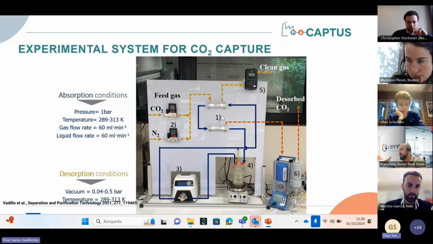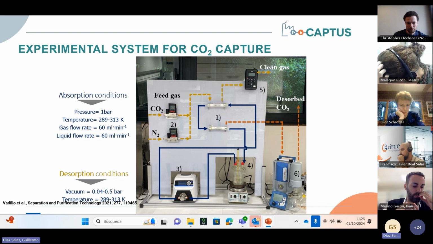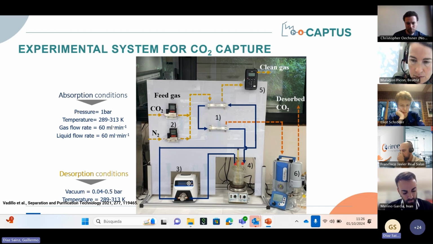About the experimental system, in this case, we employ a feed gas mixture of carbon dioxide of 15% with nitrogen in order to work in the typical range of a typical coal-fired power plant, which is more in this range of CO2 concentration. We don't currently operate this technology with real gases of the industry. And the experimental system is very easy.